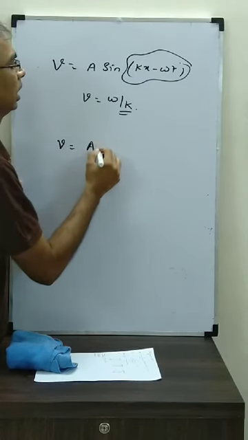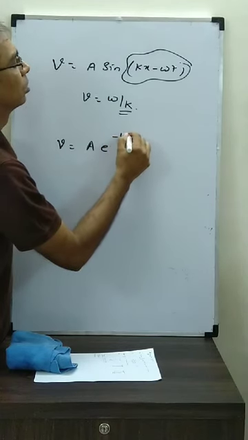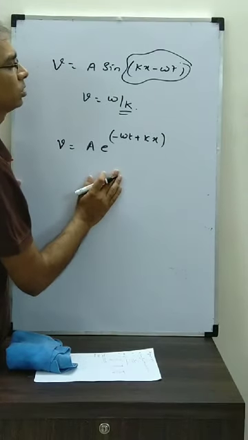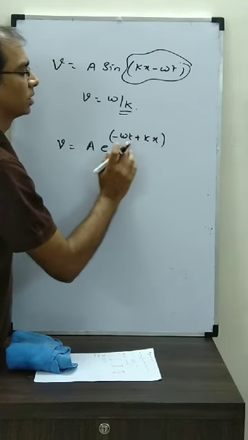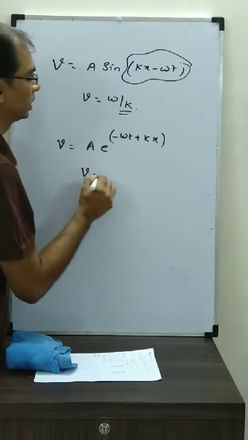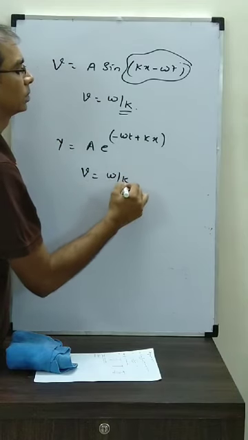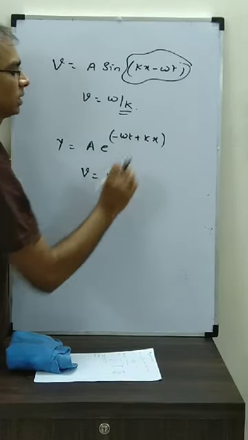It could have been a e to the power minus (omega t plus kx) also. This is also a form. Now in this form also this is a function of kx minus omega t, and here also we can say velocity is omega by k. The equation is y equal to a e to the power minus (omega t plus kx).